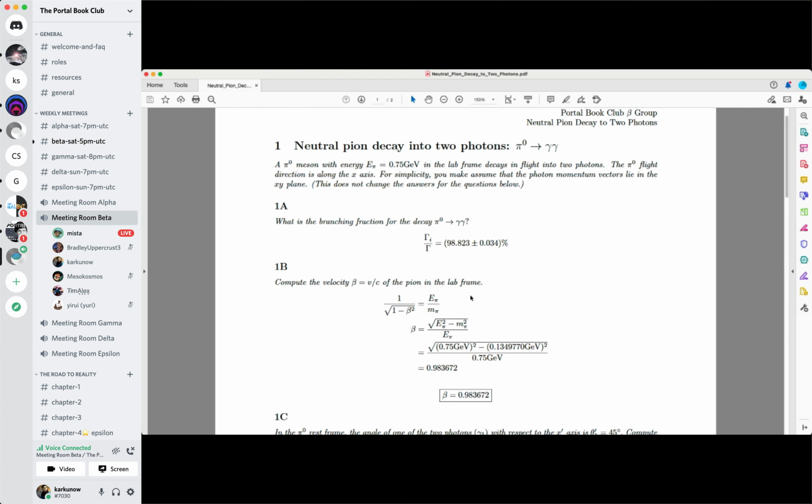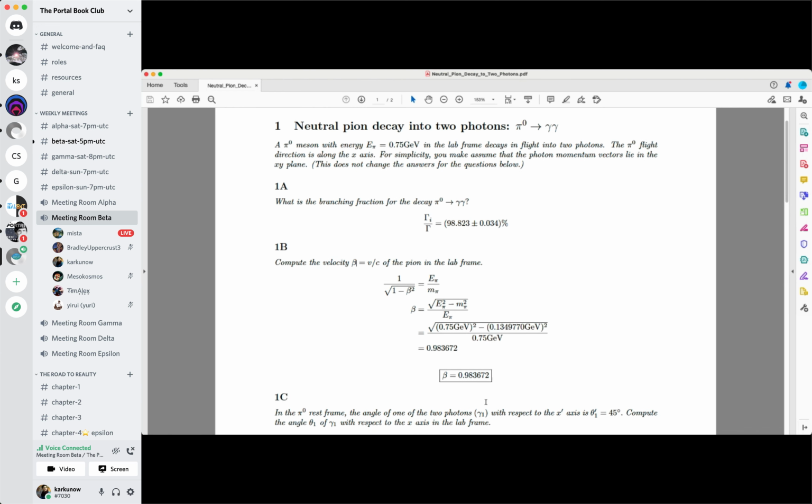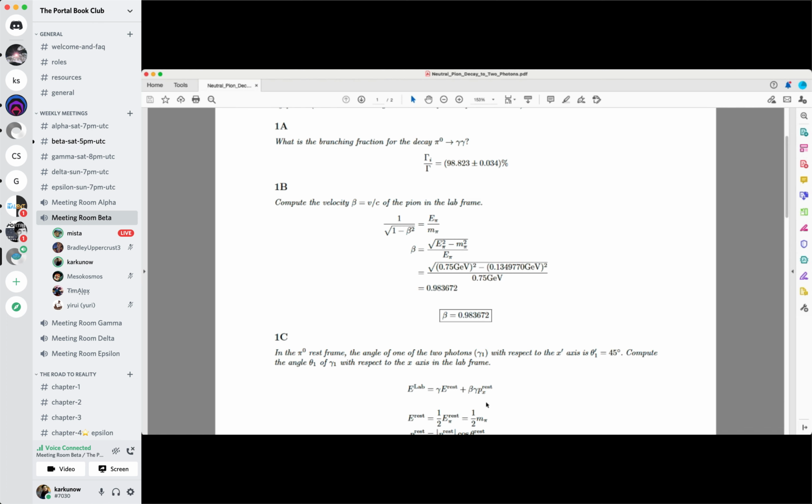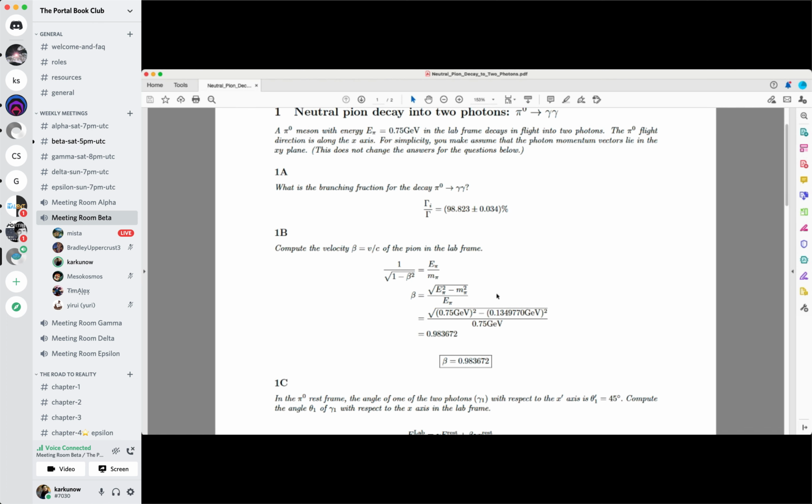And this equation can pretty easily be solved for beta. You just square both sides and then isolate beta. So we get that this thing's moving pretty fast, like 98.4% the speed of light. Yeah, it's interesting that you can deduce the velocity from the energy.